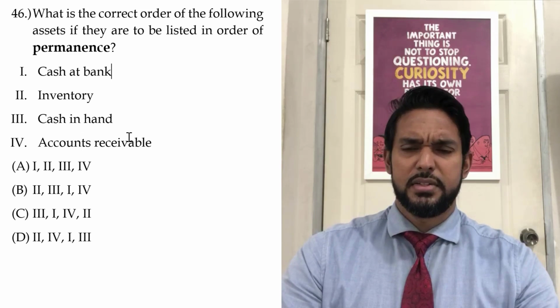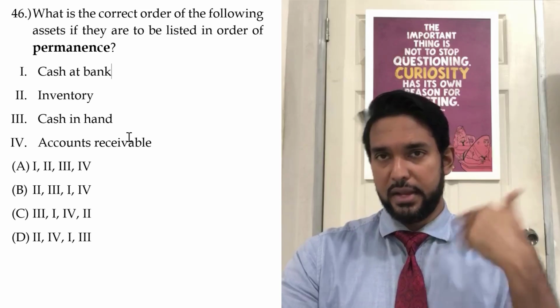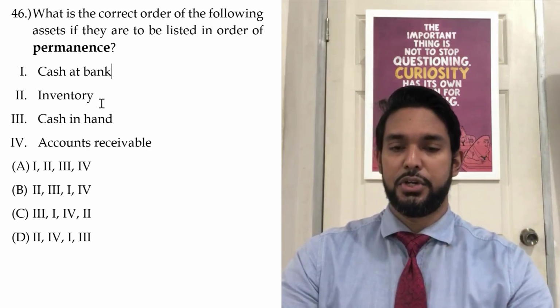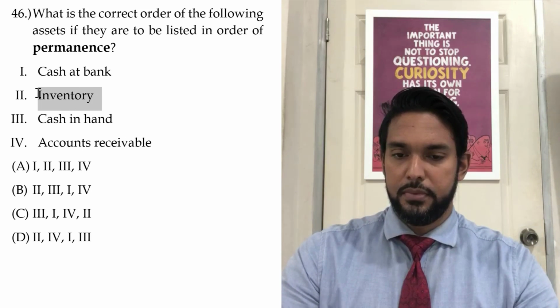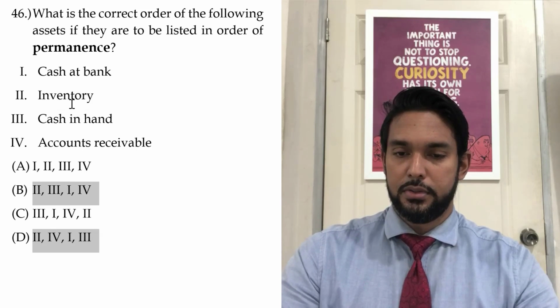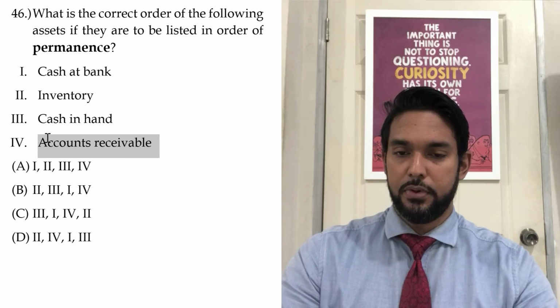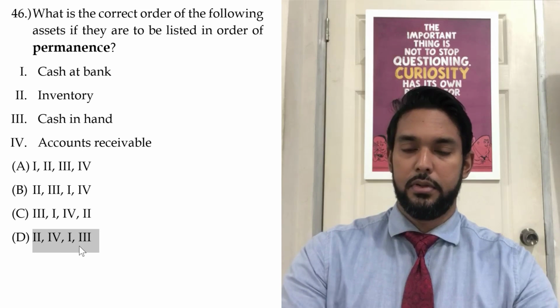So these are all current assets. If you think about it, once again, balance sheet: stock, debtors, bank, and then cash. So stock is inventory. So any option as long as it starts with 2, right? So B and D, okay. So stock, then debtors. So 2, then 4, and then 1, and then 3. Right, so 2, 4, 1, 3.